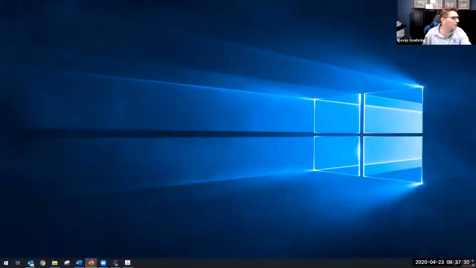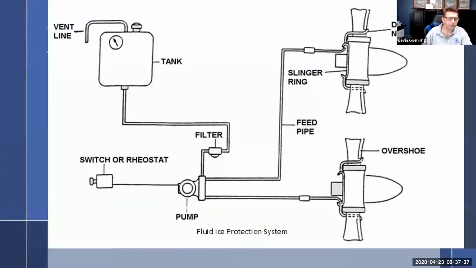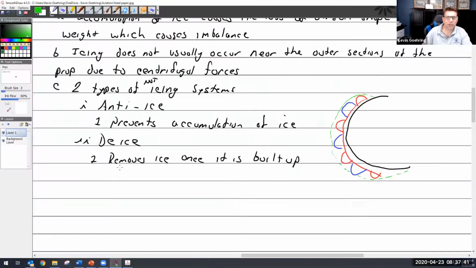So we'll go back up to where I was. There we go, from current slide. Get rid of this. Bring this back up. There we go. All right, so we have the de-ice and anti-ice. So let's talk a little bit about the first one I've got on here, which would be the anti-ice.